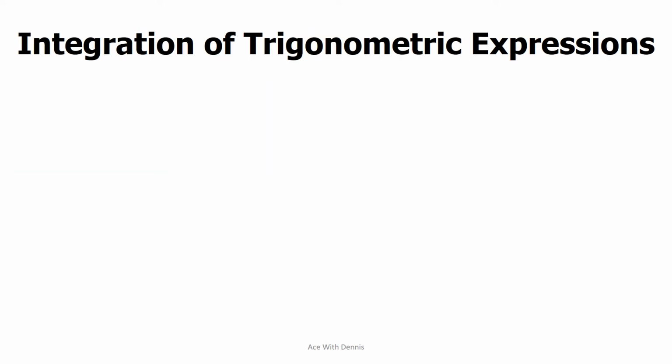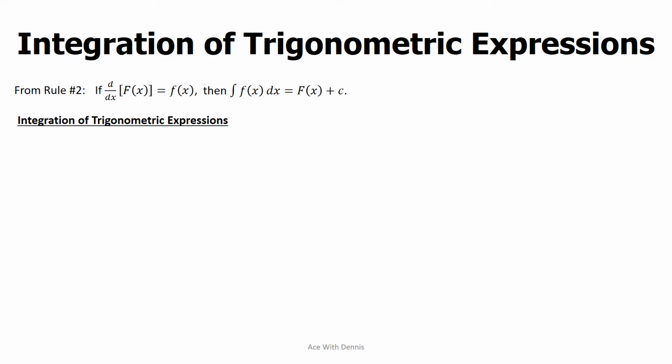Now, let's learn the integration of trigonometric expression. We use the exact same rule, which is rule number 2. If d over dx capital Fx equals small letter fx, then integration of small letter fx dx equals capital letter Fx plus c. So, for integration of trigonometric expression, if rule number 1, if d over dx cosine x equals negative sine x, then integration of sine x dx equals, can you guess the answer? Yes, it is negative cosine x plus c.